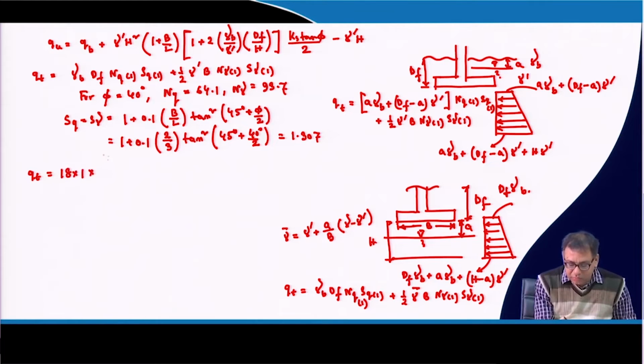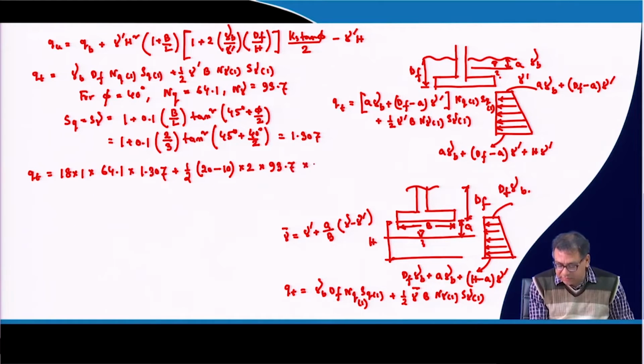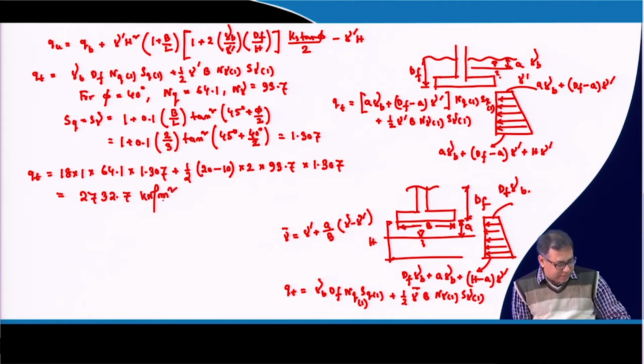1.307, plus half, gamma dash is 20 minus 10, then B is 2, then N gamma is 93.7, then the shape factor 1.307. So it is 2732.7. This is the limiting value of the bearing capacity of this layer; the soil should be within 2732.7 kilonewton per meter square.